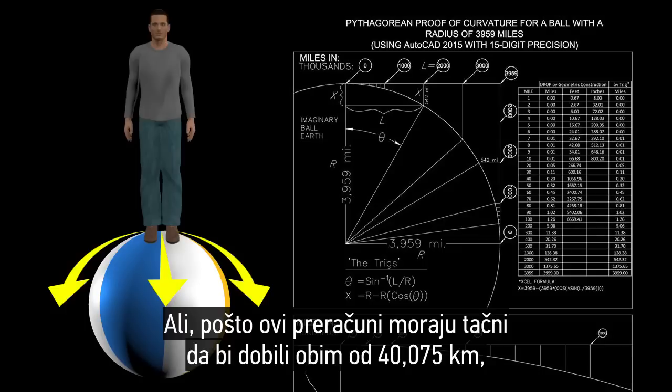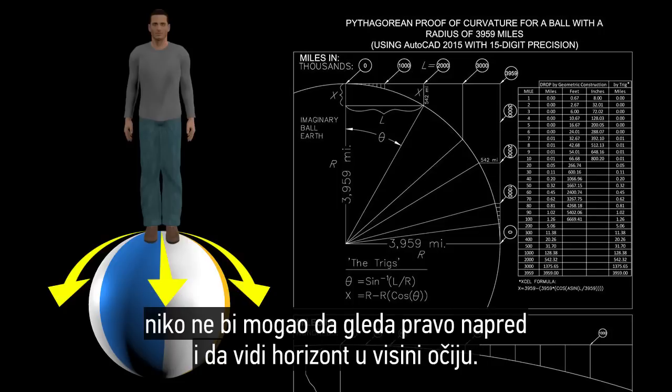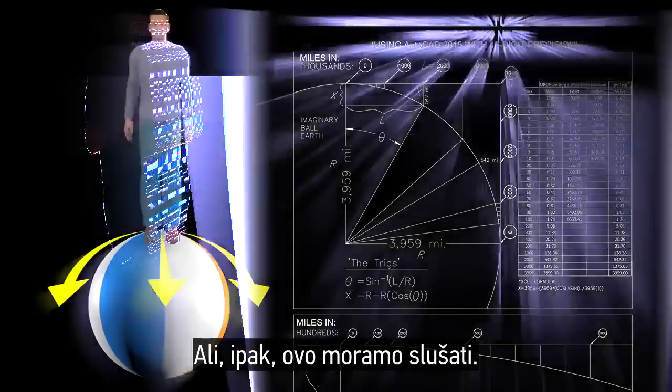But for this math to be true, and it has to be in order to maintain a 25,000 mile circumference, no person could ever look straight ahead and expect to see the horizon at his eye level. But still, this is what we have to put up with.